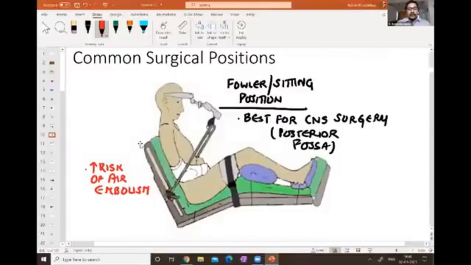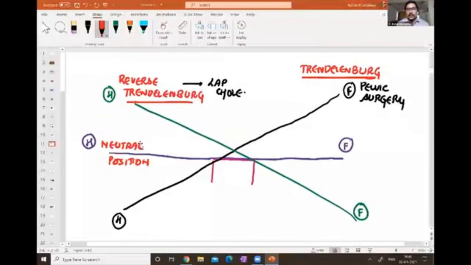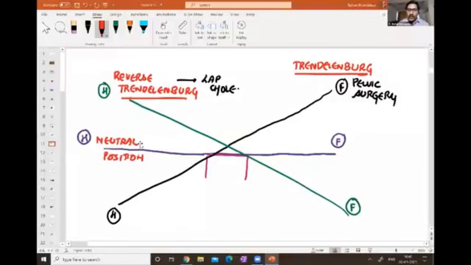You should know that if the OT table, the head end and the foot end are at the same level, that is known as the neutral position of the OT table. If the head end is raised and the foot end is low, that is known as reverse Trendelenburg position. And very importantly, this is used for lap cholecystectomy. This has been asked in the exam. Lap cholecystectomy, reverse Trendelenburg, and right side up is used. Trendelenburg position, where the foot end is raised and the head end is low, is used for pelvic surgery.